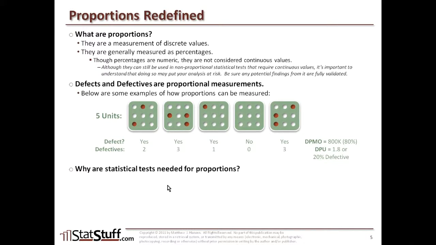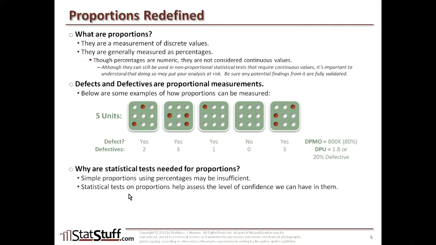Now, why are statistical tests needed for proportions? Simple proportions using percentages might be insufficient. If you're just comparing a percent to another percent, that may not be complete. You have to account for the level of confidence you can have in those percentages, because you may not be able to trust the raw numbers. As an example, you might have a 50% proportion of 100,000 records. That's going to be very different in implication than 50% of only 100 records. So you have to account for the difference in sample size, which could affect the overall proportion and ultimately the precision of the proportion that's represented.